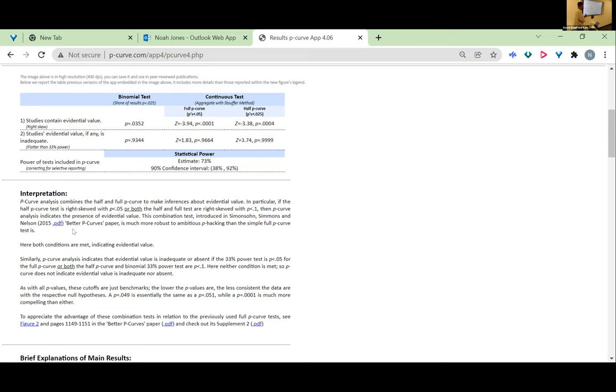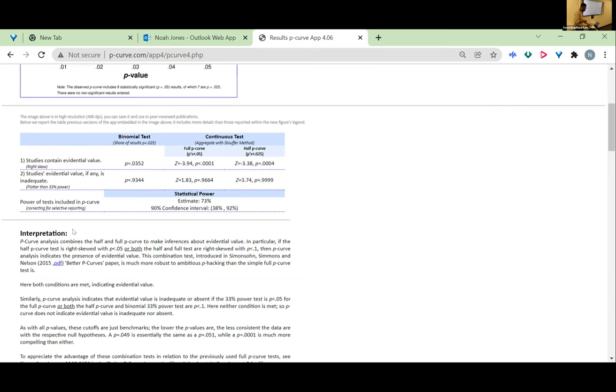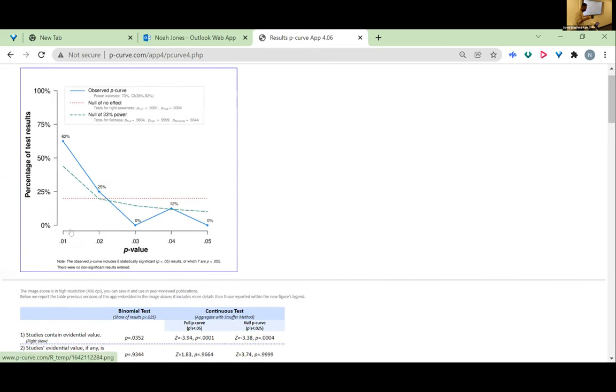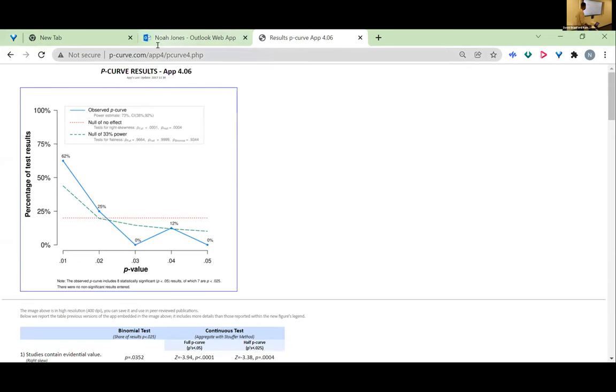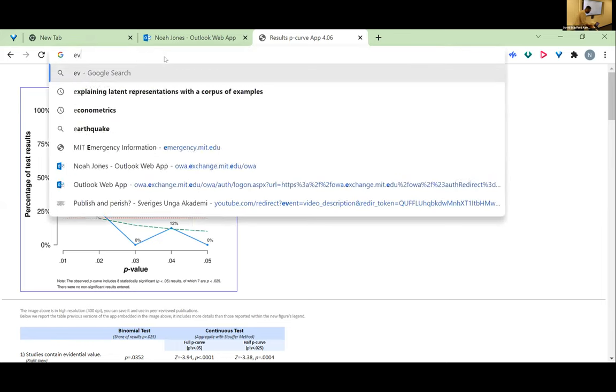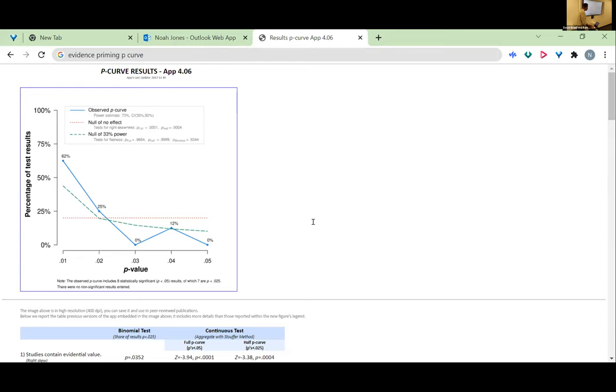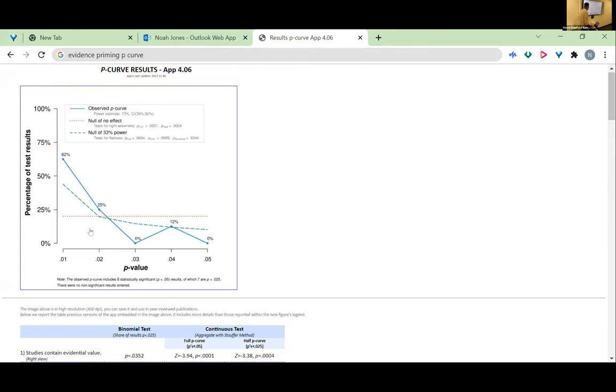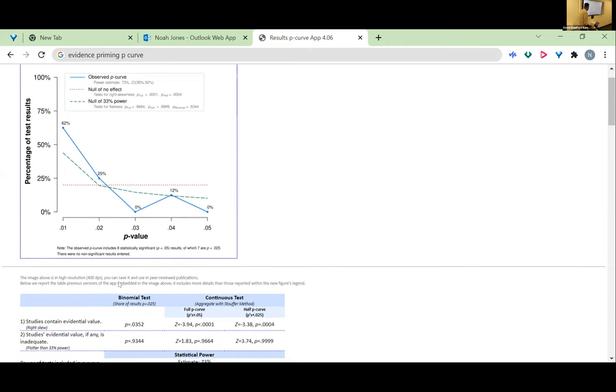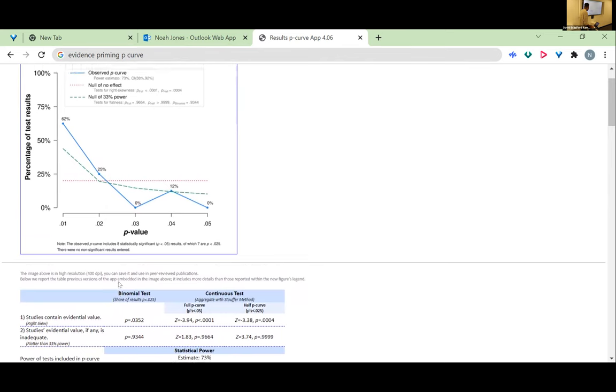And again, the R documentation for the meta-analysis as well. So that's, yeah, I also just want to do a quick evidence priming P-curve. I think this is 8 only. Yeah, it does seem low, but this is 8 studies.